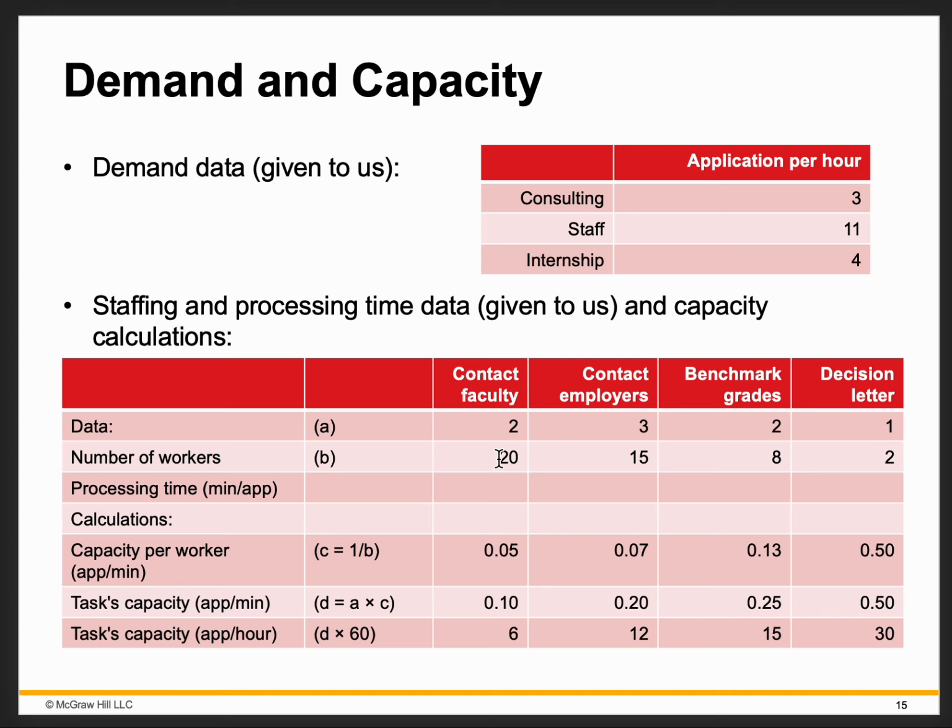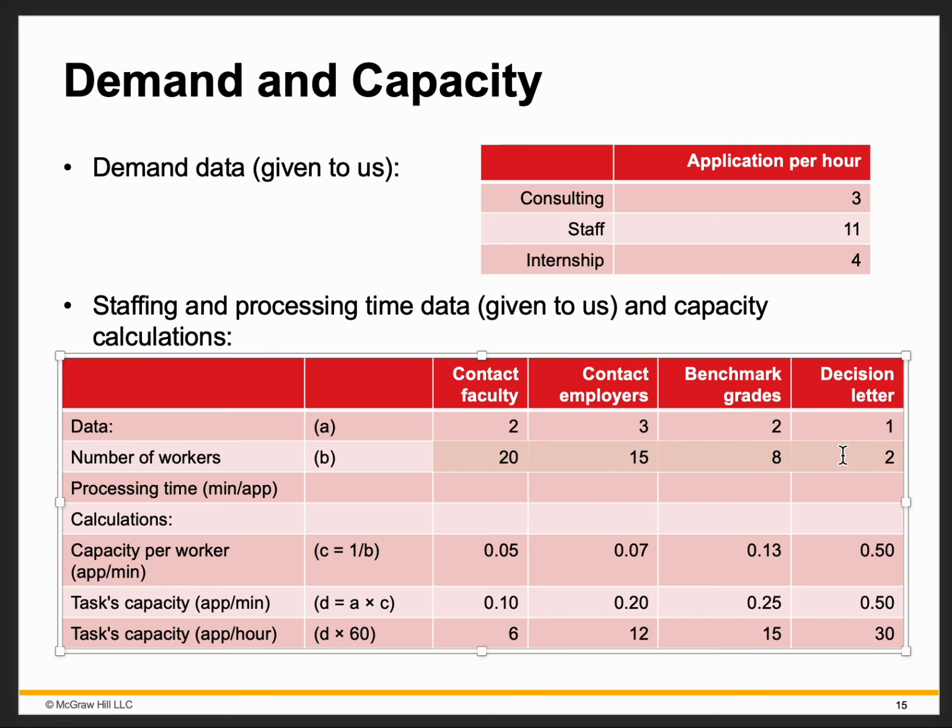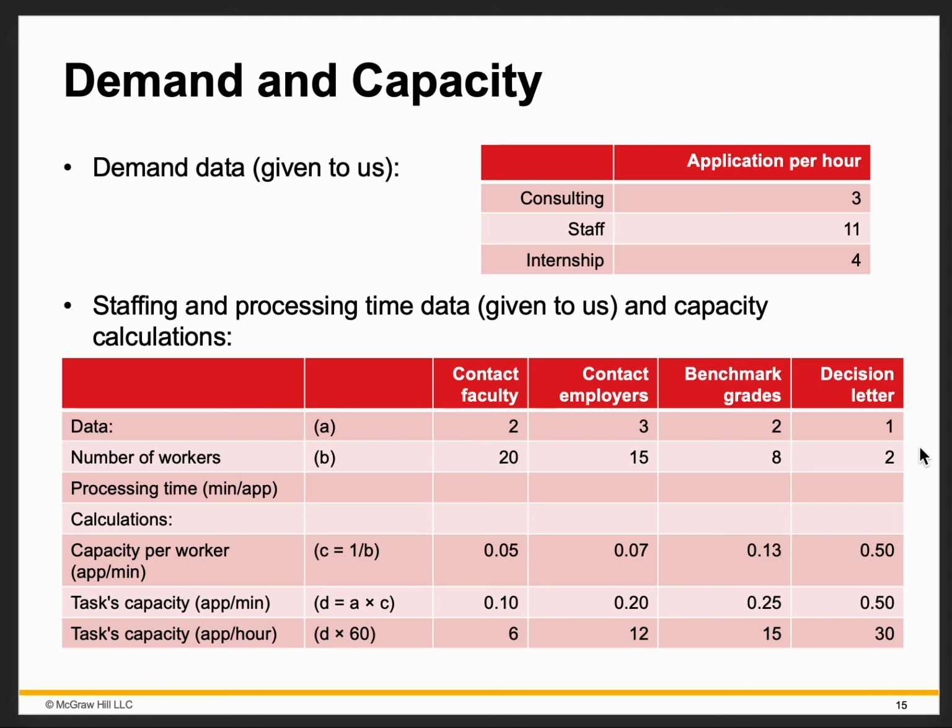These are the number of workers, I'm sorry. These are the number of workers who are looking at each of these different things. And this is the time that you have for each of these processes, right? So capacity per worker, you calculate that as 1 over B.